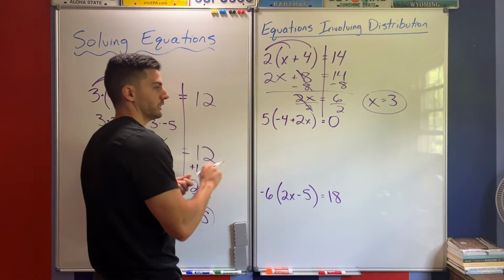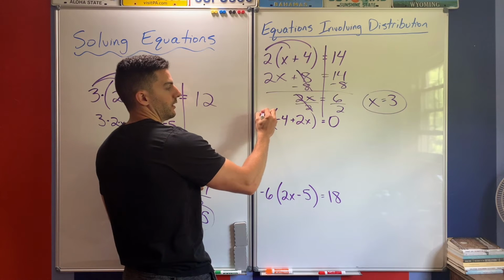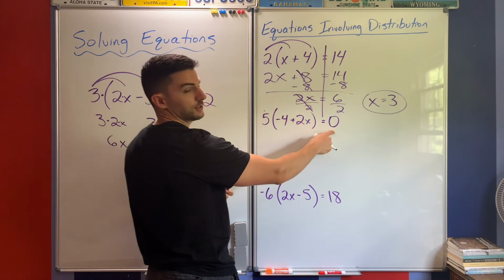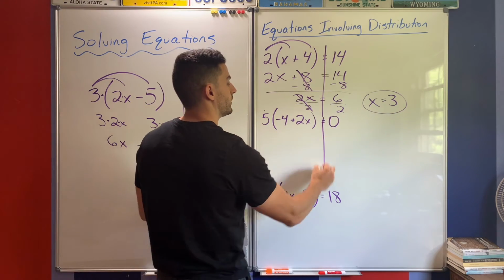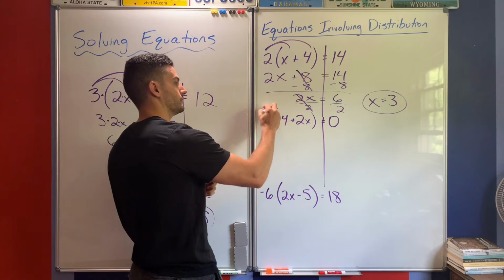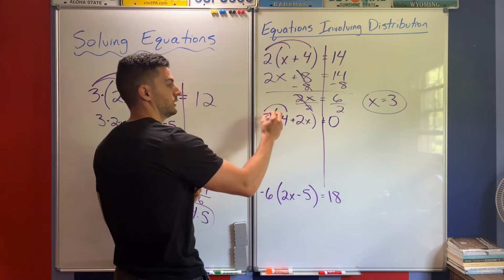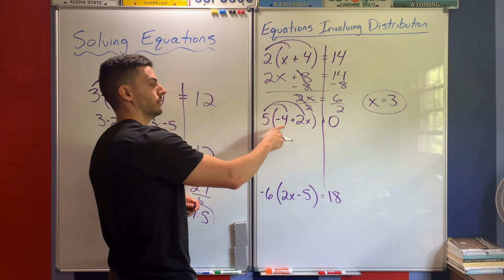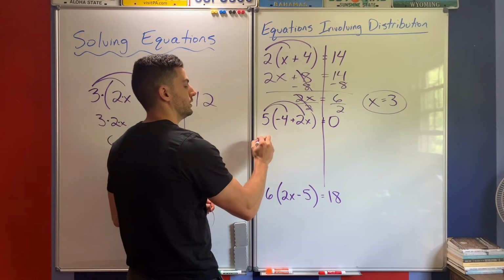2 more, just in case you need them. 5 times the group, negative 4 plus 2x equals 0. Okay? So again, step 1, we distribute. We do 5 times negative 4 and 5 times positive 2x. Okay? So 5 times negative 4 is going to equal negative 20.